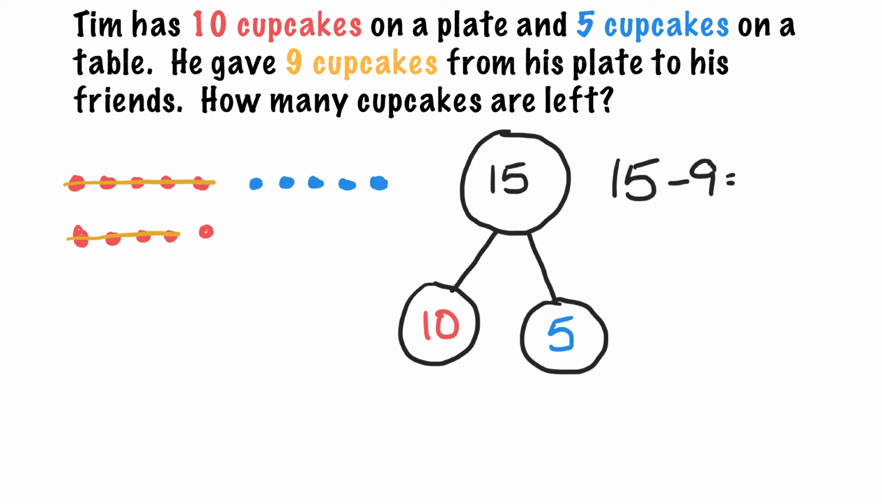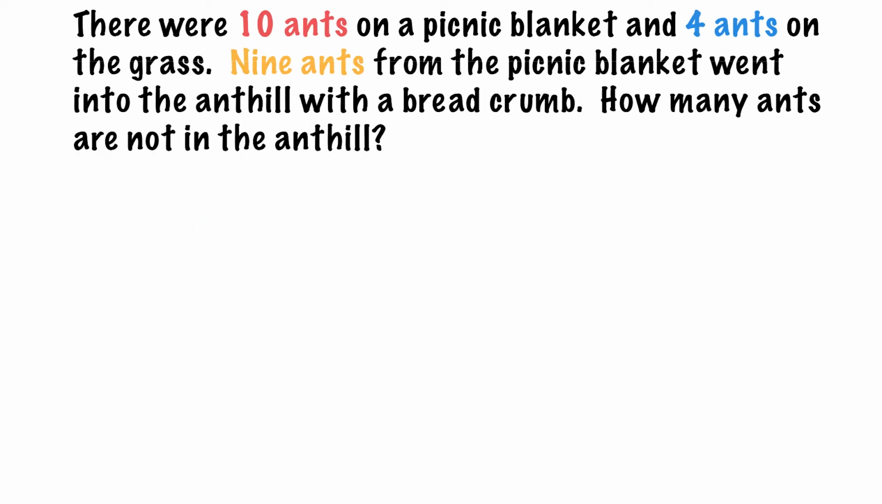And 9 is really quick when we have a group of 10. I know that if I have a group of 10, I can cross all of them out except 1, and that would be my 9. And now I'm going to circle what I have left, and let me count that up. So I have 5, and then one more is 6. So I know that after he gave away his 9 cupcakes, he still has 6 left to eat on his own. Let's take a look at another word problem.